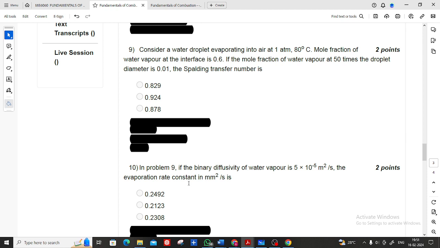Okay. 2.59 into 10 to the power minus 7, you are getting? Yes, 2.59 into 10 to the power minus 7. That is meter square per second. Yes, that is correct.